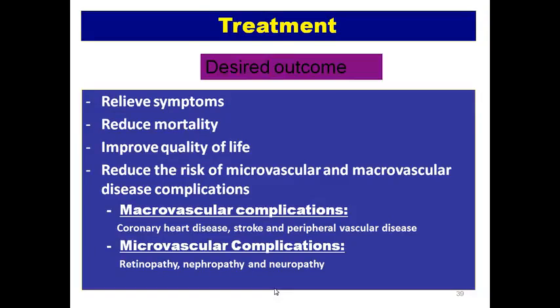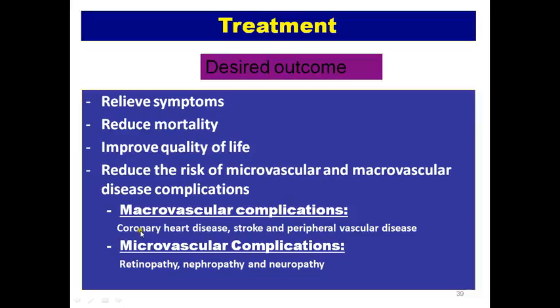So what are the desired outcomes? What do we want in these patients? We want their symptoms to be relieved. We want the mortality to go down. We want to improve the quality of life. And most importantly, we want their microvascular and macrovascular complications to reduce. The risk of having them is reduced, and the damage being caused because of diabetes is reduced.